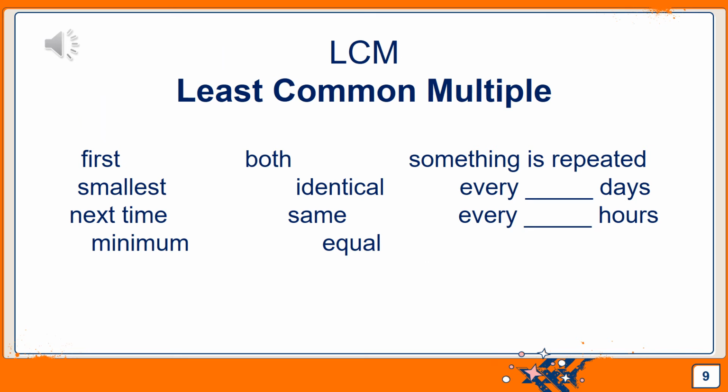Welcome back. Now let's practice the LCM, least common multiple, and see if you have the same words I do. Least: first, smallest, next time, minimum. Common: these would of course be the same words, both, identical, same, equal. And let's look at multiple: something that is repeated every 5 days, every 12 hours. Least, common, multiple. Did you have the same words that I had, or did you have something different? What about phrases? Did you have any phrases? Well, let's look and see how these are used.